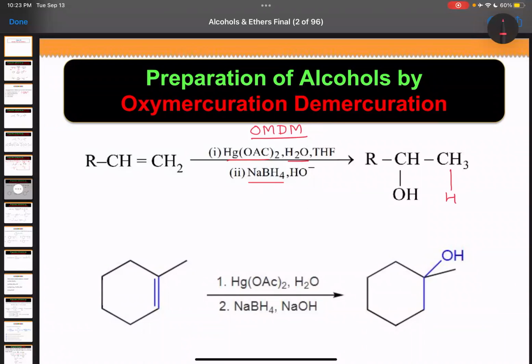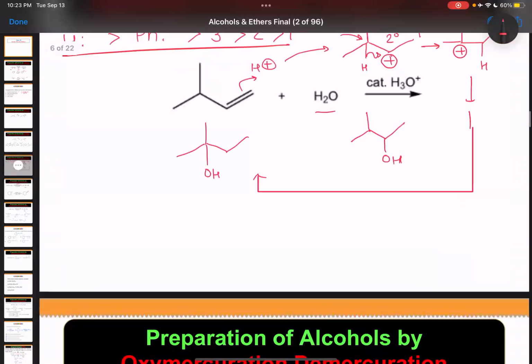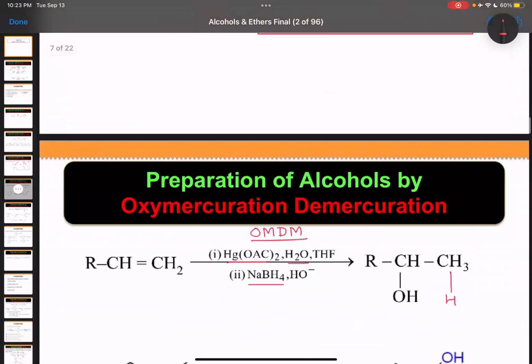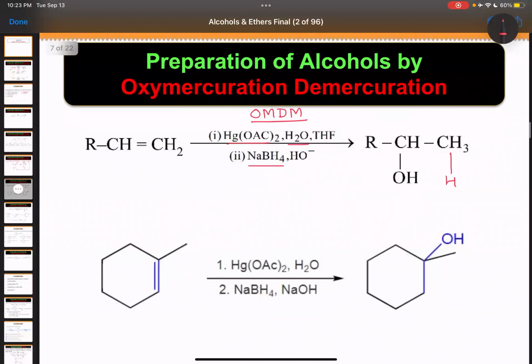This is Markovnikov addition. That was also Markovnikov addition, but that was with rearrangement. If it was happening, you can't stop the rearrangement. But this method, OMDM method, is Markovnikov addition without rearrangement. Is it clear? Yes, sir. Okay, so the rearrangement will not happen.